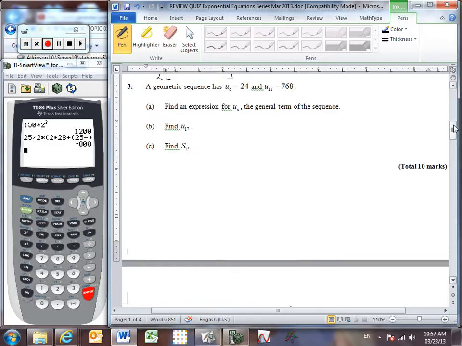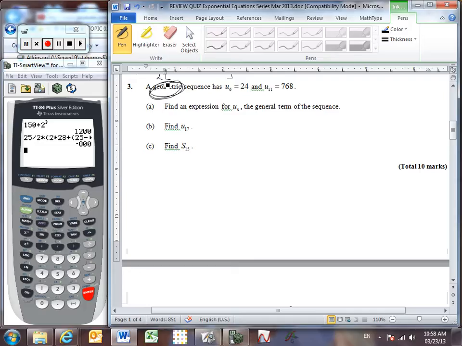A geometric sequence has u6 is 24 and u11 equals 768. Alright, you should remember how to do these kinds of questions. They've given us two advanced terms in the sequence, so we have to build a system of two equations with that given information. In a geometric sequence, it's very important that I would actually even circle the word arithmetic or geometric to remind yourself through the question to use the correct set of formulas.